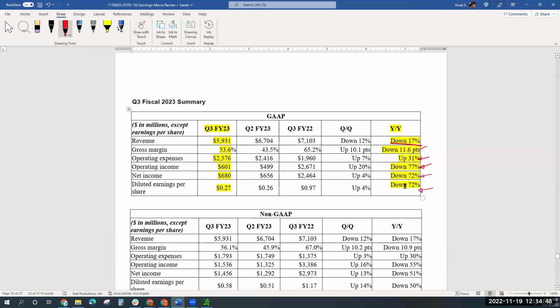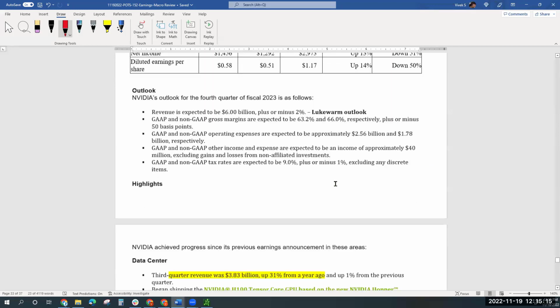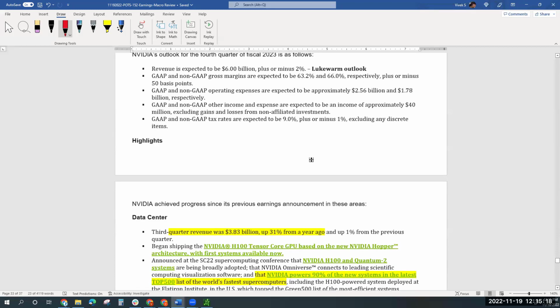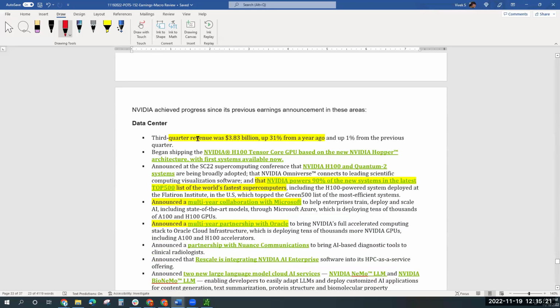And we are comparing it with 2021 Q3, which is where all these companies had one of the best quarters. So I understand that when you're comparing year over year, the comparison is very tough. Quarter over quarter, a little better, right? But let's dive deeper into their businesses. Outlook, nothing much. Data center revenue grew 31% year over year.